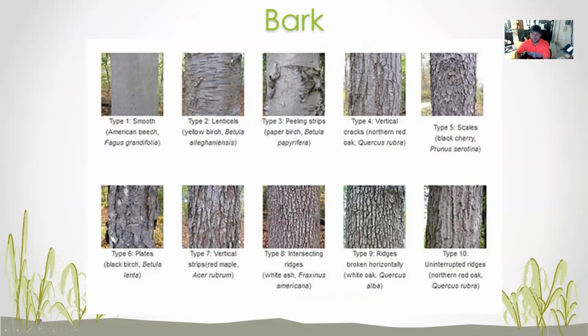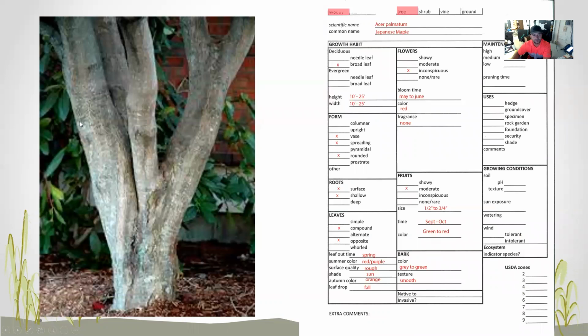So different types of bark. Now we have a lot of different types of bark here. So smooth, lenticels, vertical, intersecting ridges, uninterrupted ridges. And I'm not going to go through each and every one, but they all have different types on here. So if we look for maples, we're going to see a little bit of vertical, but in this instance, it's a little bit different with a Japanese maple. So when we take a look at the image here on the left, from my gathering, I kind of look at it as the color is going to be gray to green and your texture is going to be smooth.